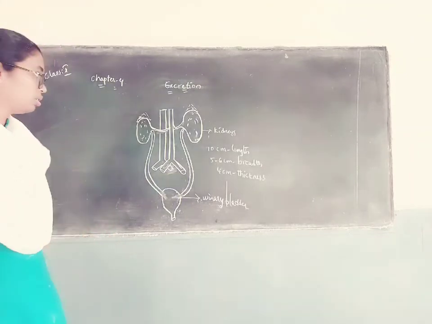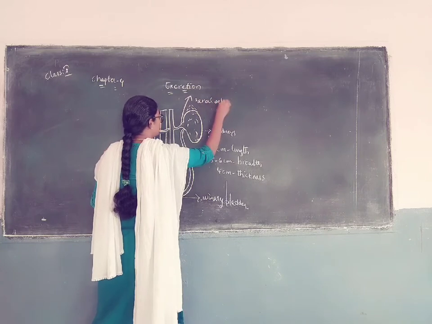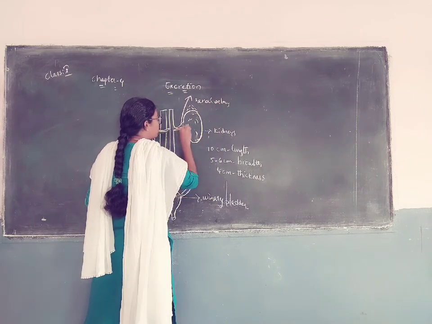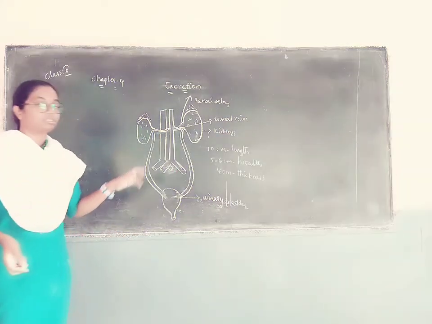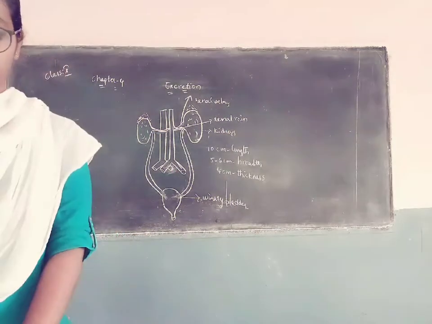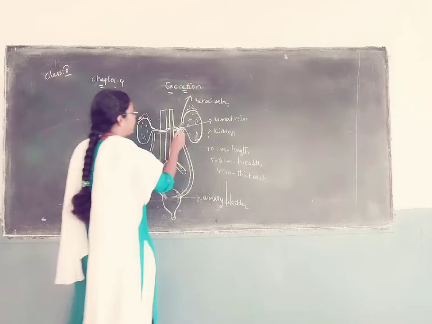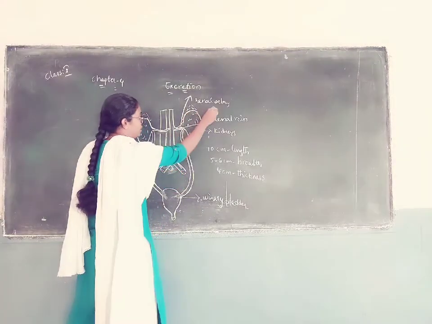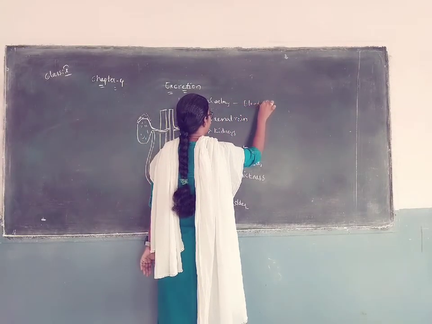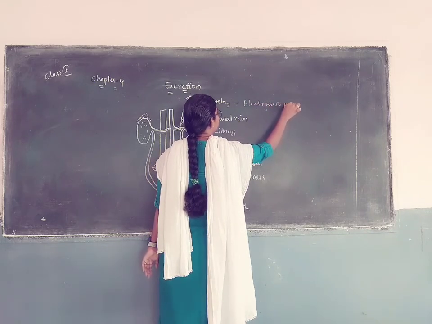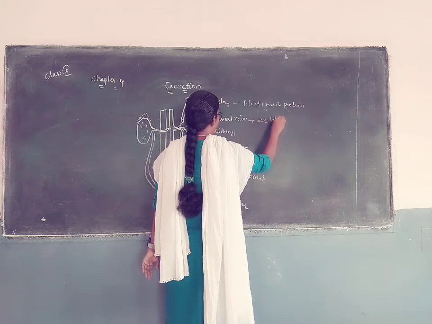So this is the renal artery, and here there is a fissure, and this is the renal vein. The renal artery brings oxygenated blood loaded with waste products, and the renal vein carries the deoxygenated blood. So already I have told there will be two fissures, one artery and one vein. So the artery will bring blood along with the waste products, and this vein will carry deoxygenated blood.